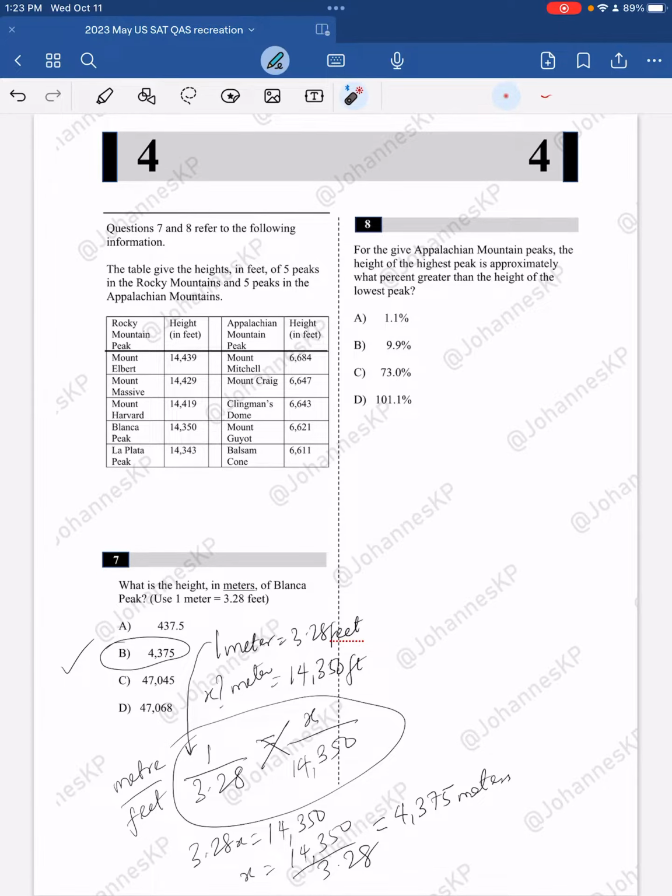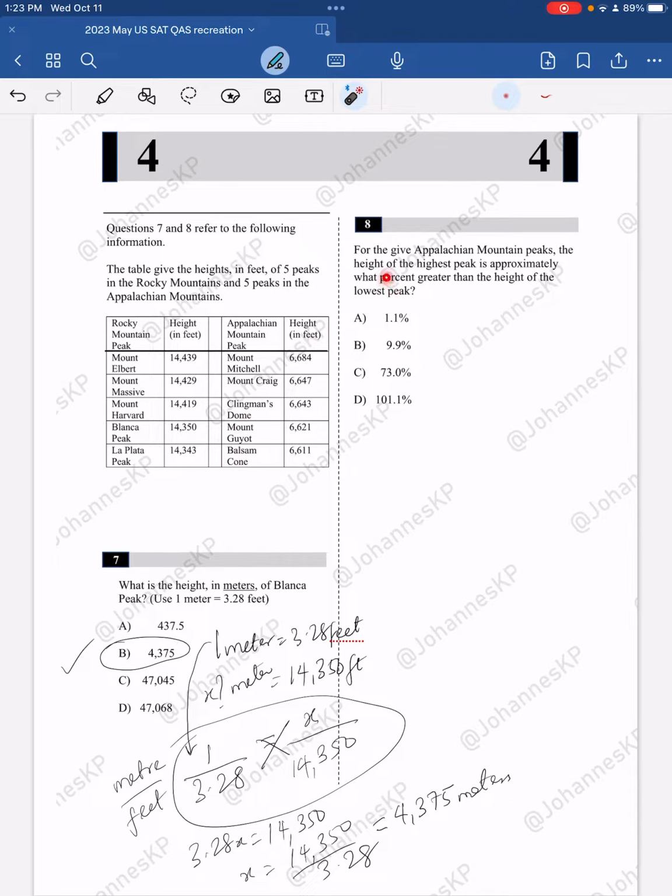For today's question, we're going to continue with our discussion on mountains. For the given Appalachian Mountains peaks, the height of the highest peak is approximately what percent greater than the height of the lowest peak? So let's go back to this table. The Appalachian Mountain peak is right here.